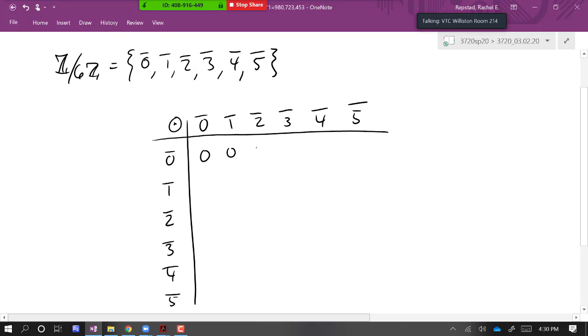Again, the 0 and 1 rows and columns are pretty uninteresting.